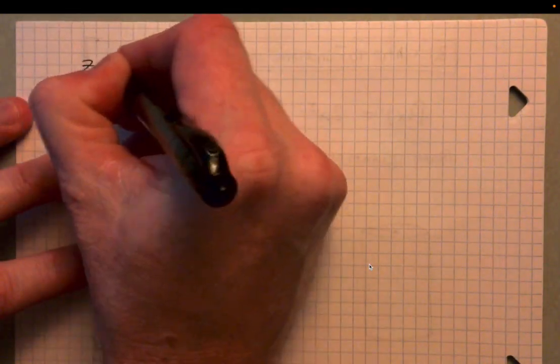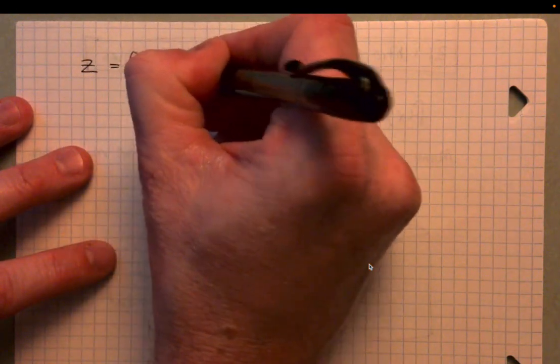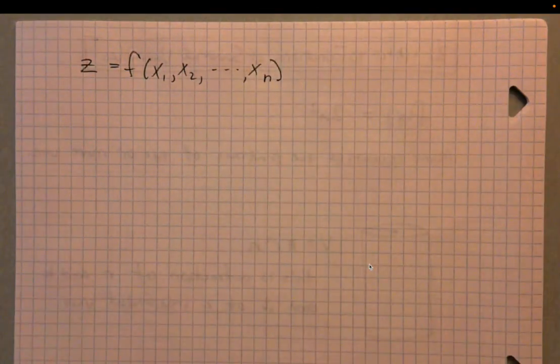Now the whole thing can be extended indefinitely. In Calc 3, we're going to be mostly concerned with functions that have two or three independent variables. But technically speaking, you could have something that is a function of n variables, and that would be denoted something like this. So an arbitrary number of variables is totally possible.